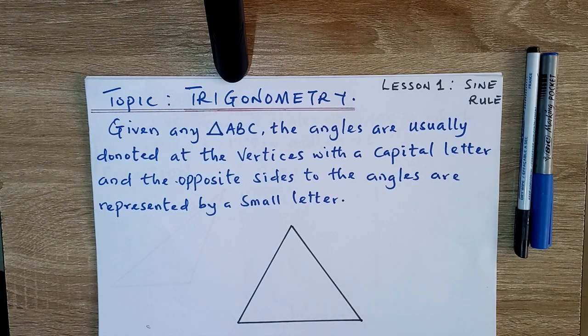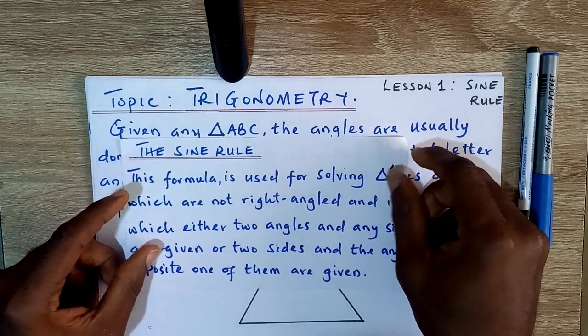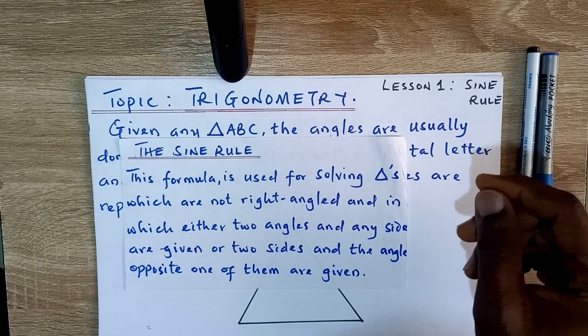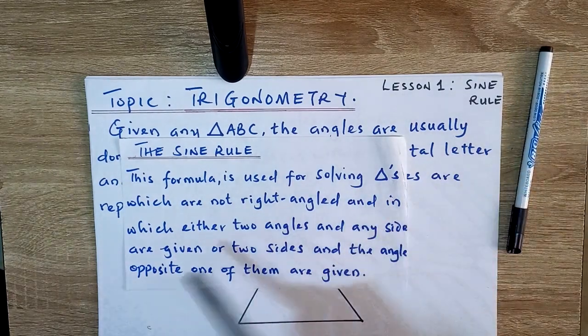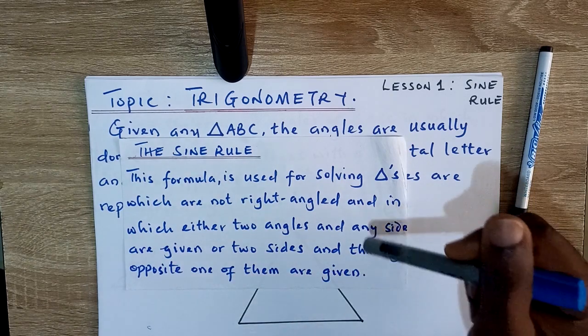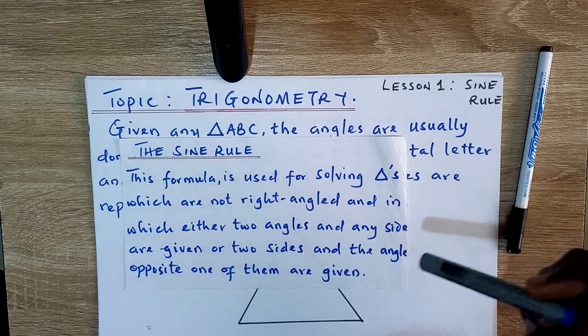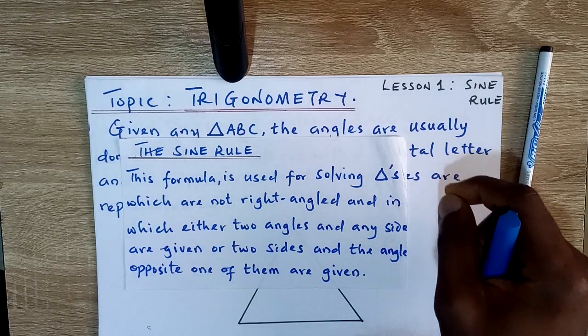By definition, the sine rule is the formula which is used for solving triangles which are not right-angled triangles, as I mentioned earlier, and in which either two angles and any side are given, or two sides and the angle opposite one of them are given. We'll get more clarification on this definition as we move on to solving some examples on the sine rule.